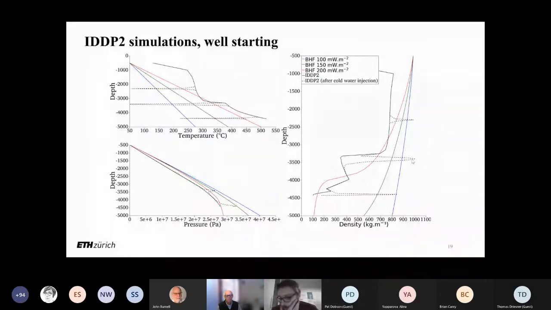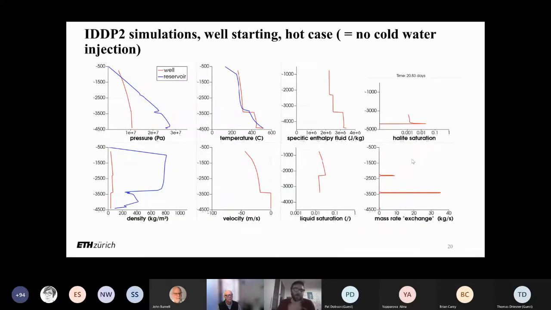So I tried to look at, okay, what if we didn't inject cold water, or if we wait long enough until the formation warms back up, will it then be possible to start the well? And so this is the result. This is very short term, after 3 weeks. I applied some air pressure and then depressurized, and I see that it's possible to start the well.